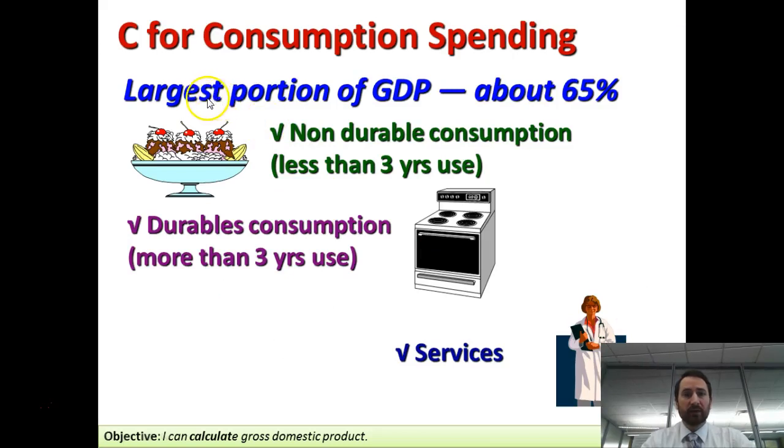A closer look at those 4 categories. Consumption includes things that we would call non-durable goods and services, so those things that are consumed, they're used up in less than 3 years. That's most of what we buy.